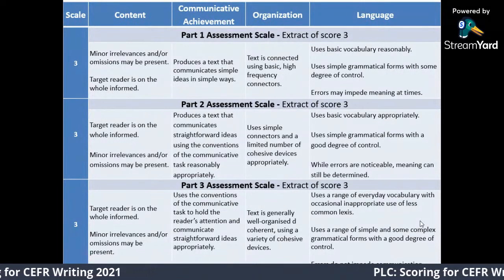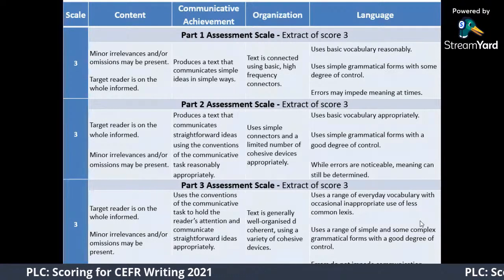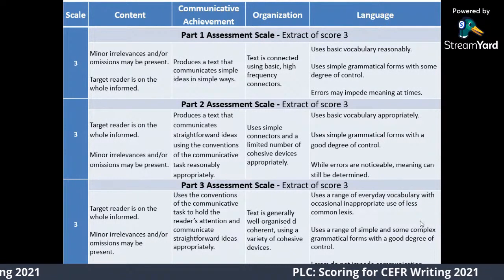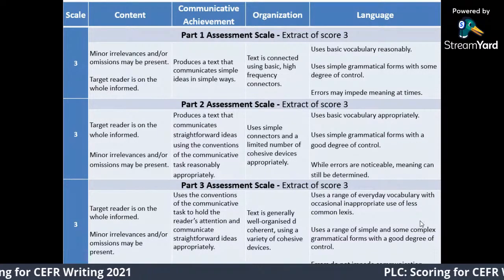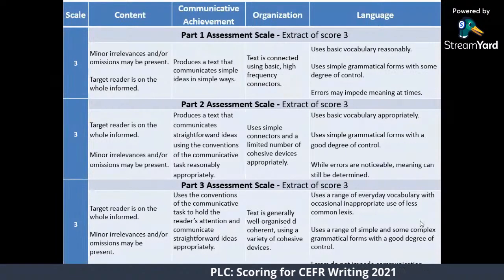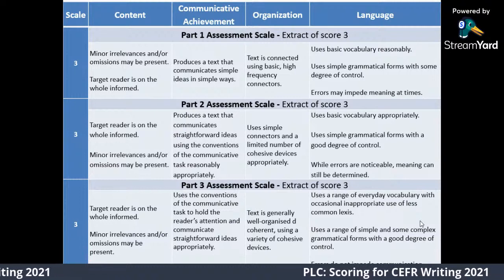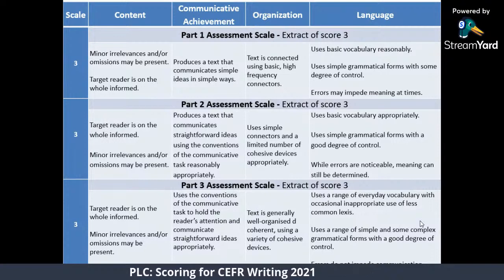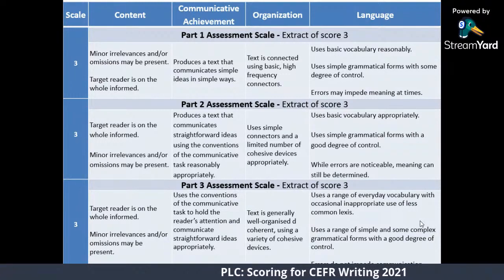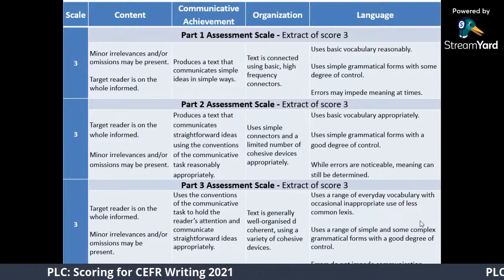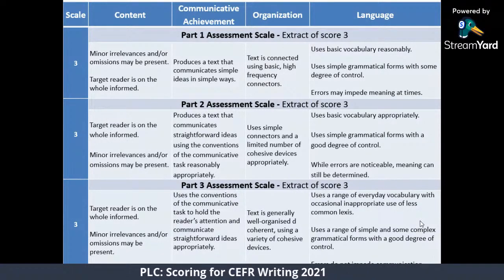And organization as well. For part one, it is just basic high frequency connectors. But part two, there are cohesive devices. So you cannot just use the fanboys and but, so, because, and all that. So here, cohesive devices must be introduced. So if there are a couple and they are used effectively, you can give them three, or if they are really good at connecting the ideas between paragraphs and sentences, you can give them 4, 5. And for part three, there should be a variety of cohesive devices, and bear in mind that they should be well organized, coherent, and use a variety of cohesive devices. So that's not just limited to one type. If all throughout they use in addition, in addition, in addition, it doesn't really appeal to you as a reader, right? So they have to use a variety of those.